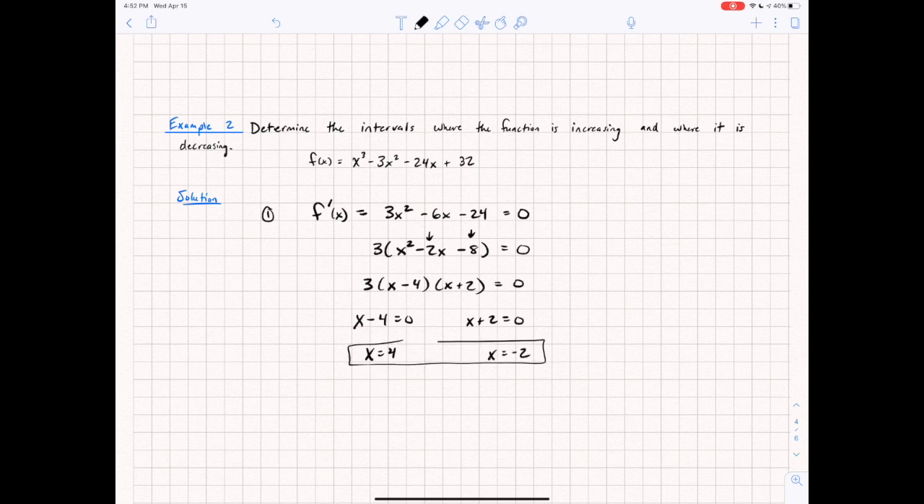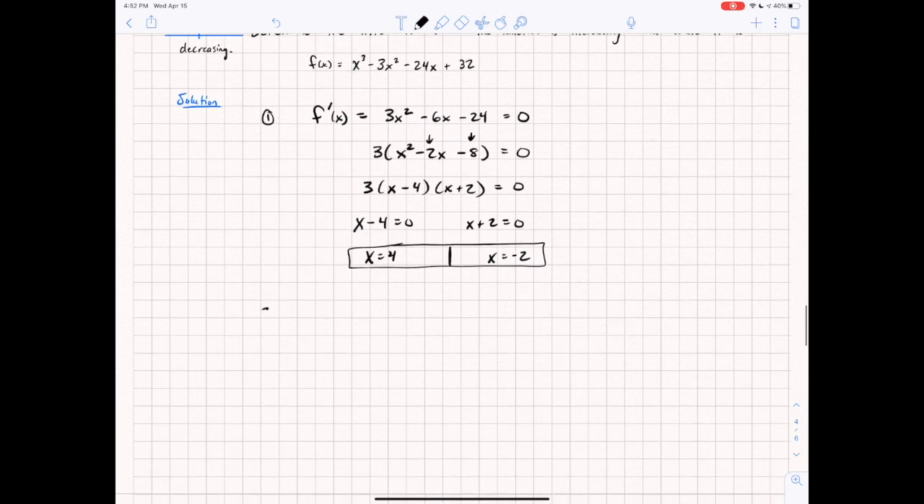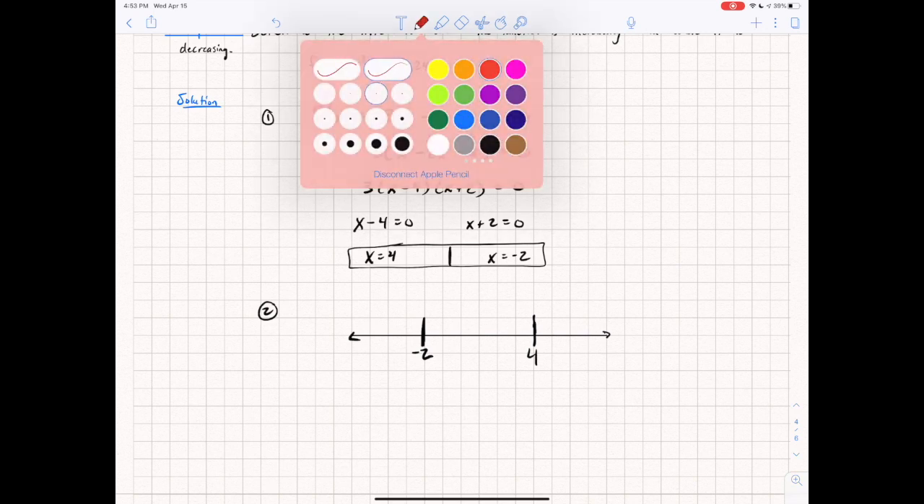These are going to be my breakpoints, my dividers on my intervals. And so now I'm going to go through and set that up. So the second step is to use a number line. So I'm going to put in, here's -2, here is 4. I'm going to try to exaggerate it as much as I can to show the division. And so I have 3 intervals here where my function can be increasing or decreasing.